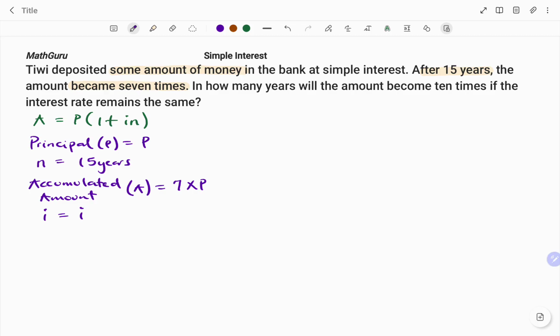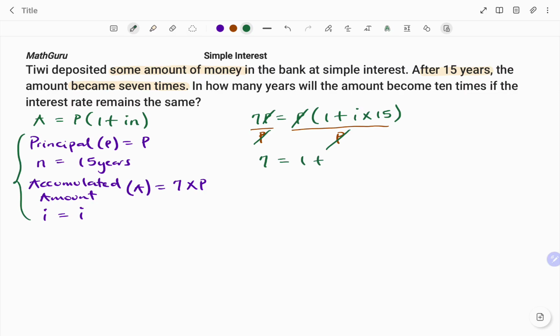So going back to the formula for simple interest, putting in the parameters given, I have A, the accumulated amount, which is now 7P, equals the principal, in bracket, 1 plus the interest times the number of years, which is 15. Dividing both sides by P, because I'm trying to solve for the interest I. I have P in P1. I also have on my right-hand side P in P1.